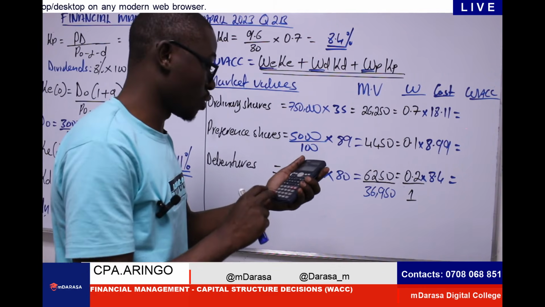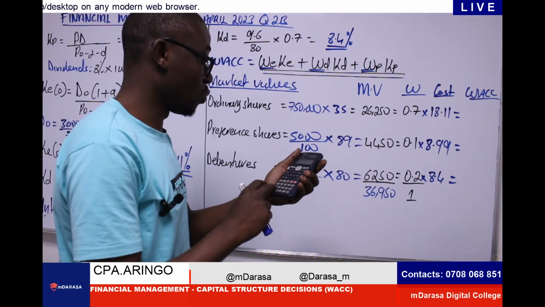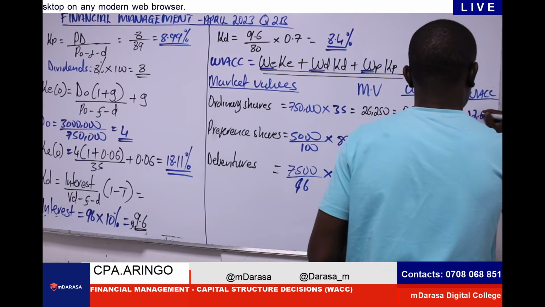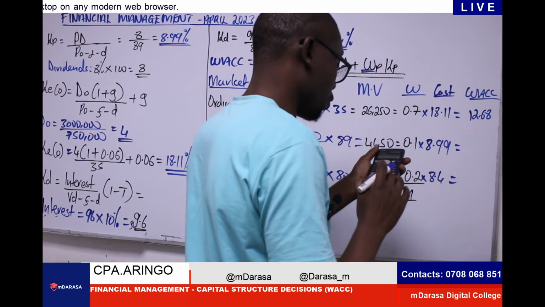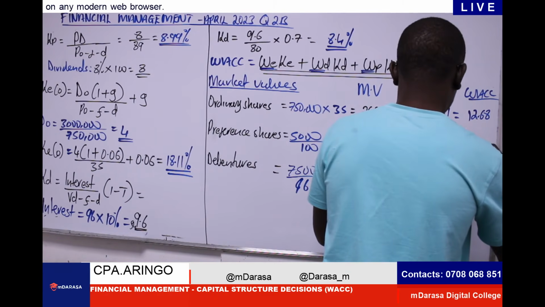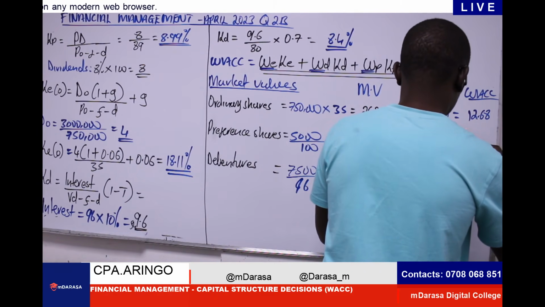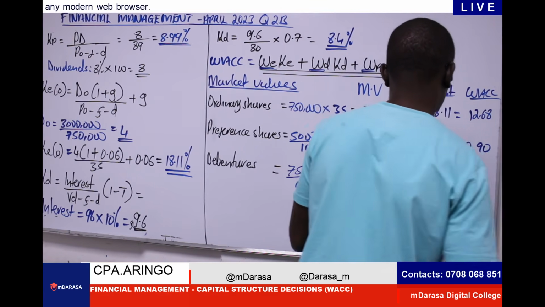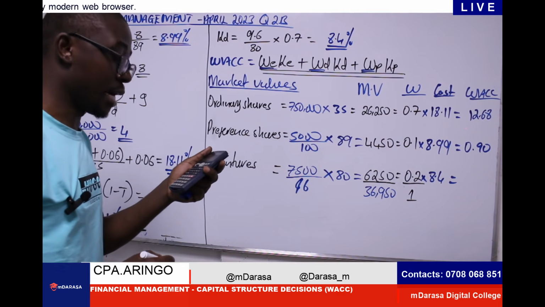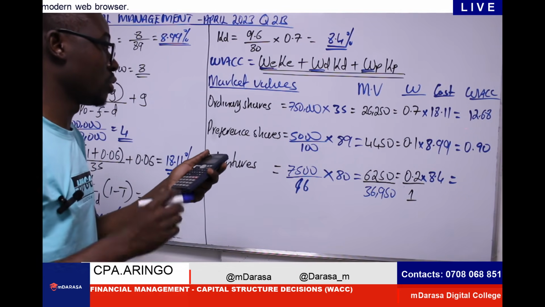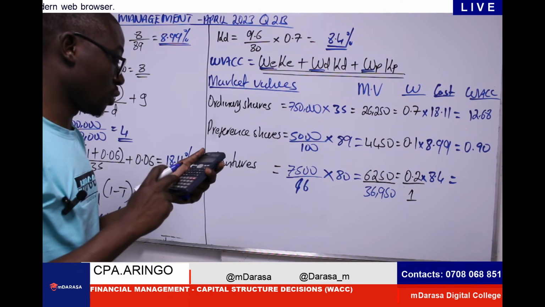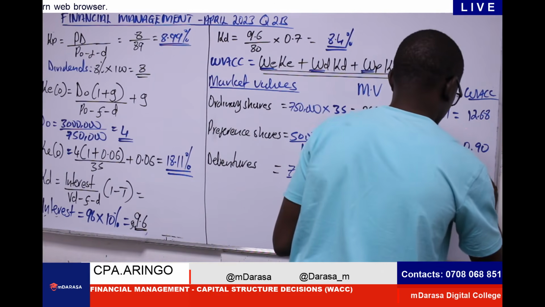The first case, I'm having 0.7 times 18.11, of course. In this case, I'm getting 12.68. 0.1 times 8.99. In this case, I'm getting, of course, 0.899, which is the same as 0.90. Then, of course, we have 0.2 times 8.4. In this case, I'm getting 1.68.